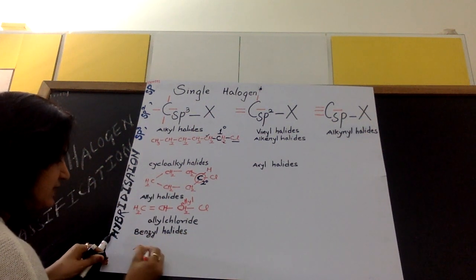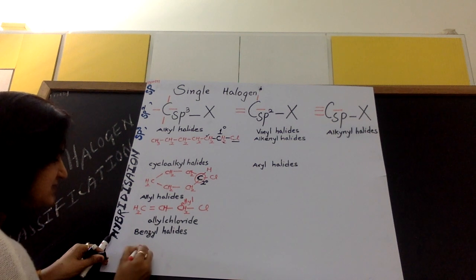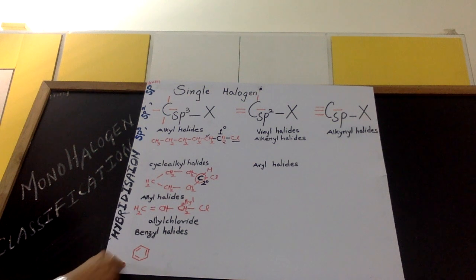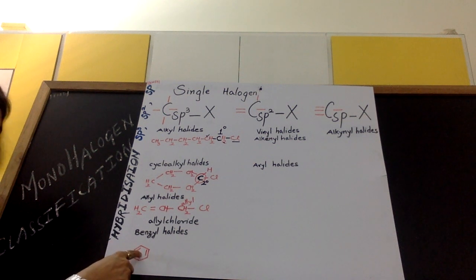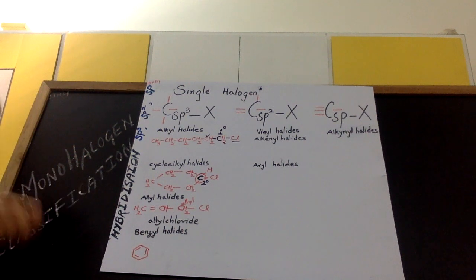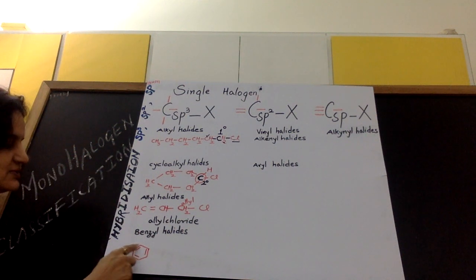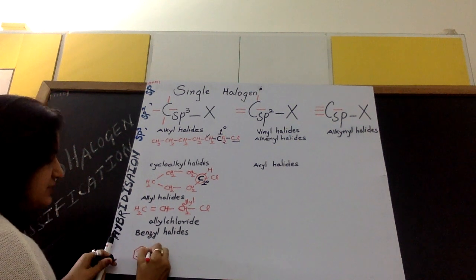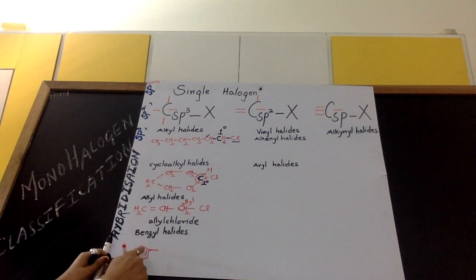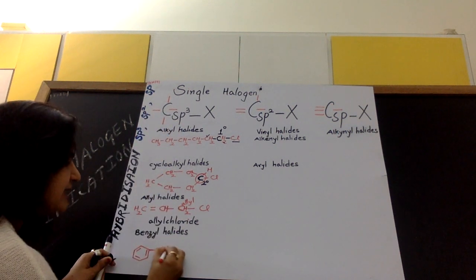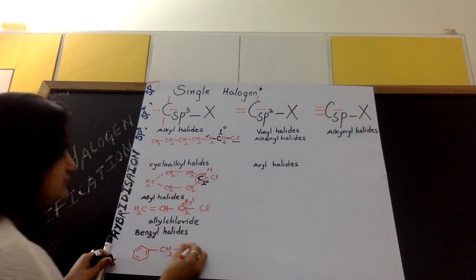Benzyl halide. We take benzene. I'm making benzene. 1, 2, 3. Benzene has 6 carbons. All the 6 carbons have double bonds. The carbon of the double bond, that is called vinyl carbon. So benzene has 6 vinyl carbons. I cannot write halogen there because I can't write halogen on a double bonded carbon since I am in the sp3 category. So I take a side chain and I write the halogen.